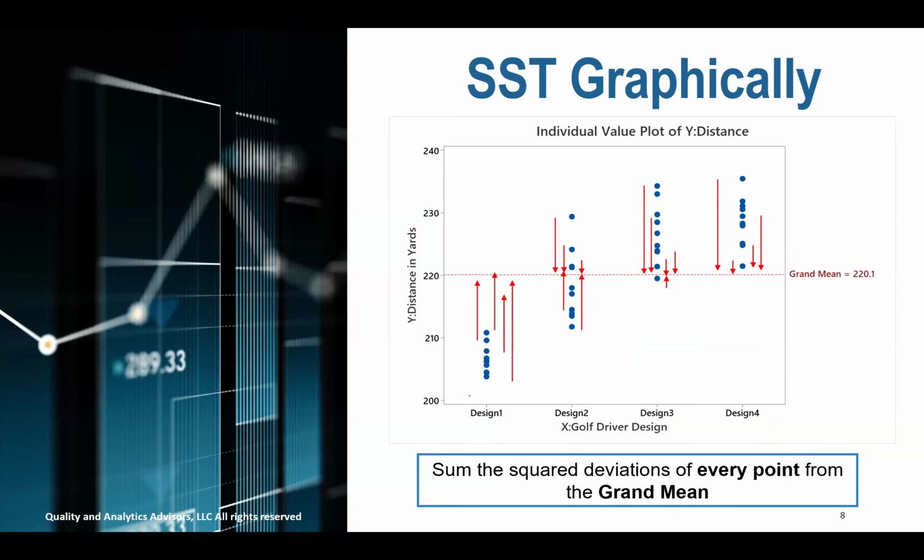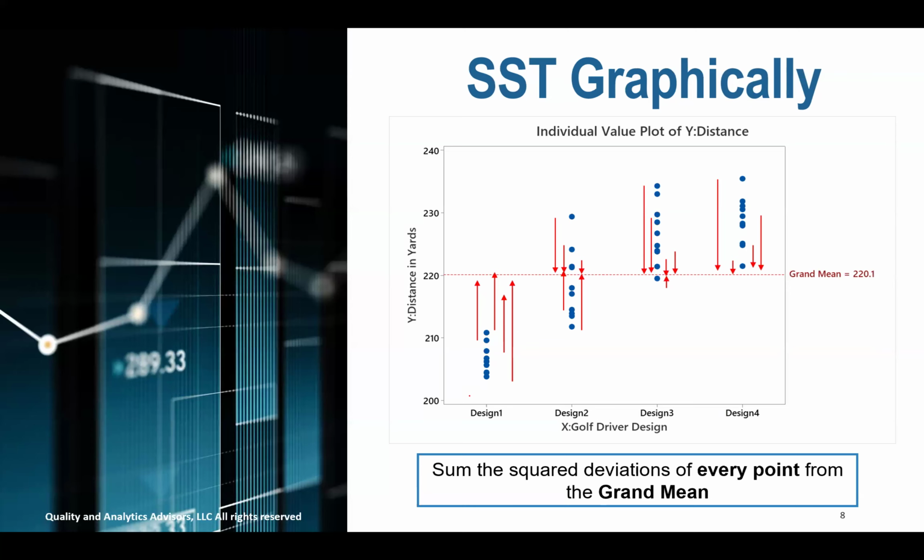To calculate the sum of square total, what you're going to see me do in Excel in a few moments is basically take each data point and subtract the difference between that data point and the mean of all of my data, which I'm calling here the grand mean. I'm going to do that for each and every one of the tries that I did, or the strikes that I did with each of the designs.